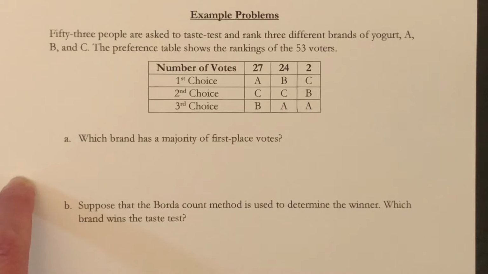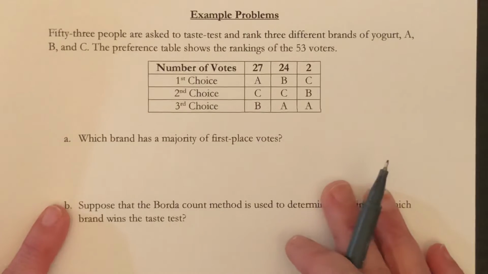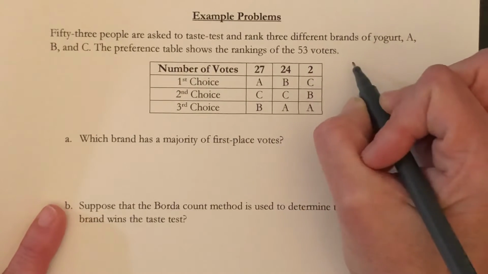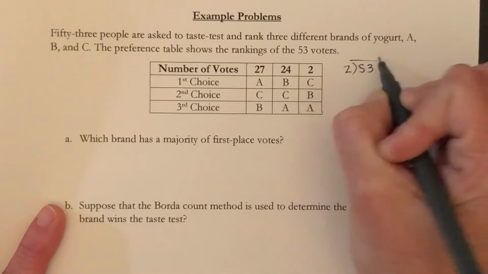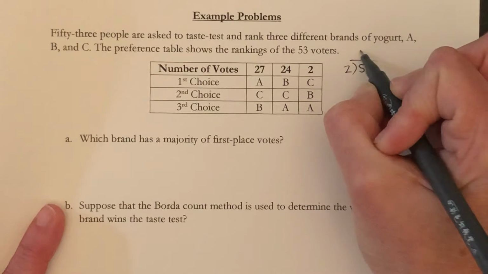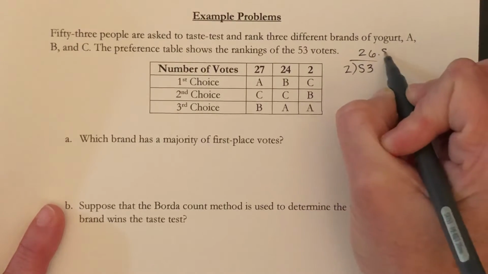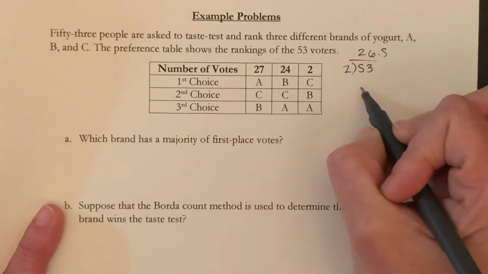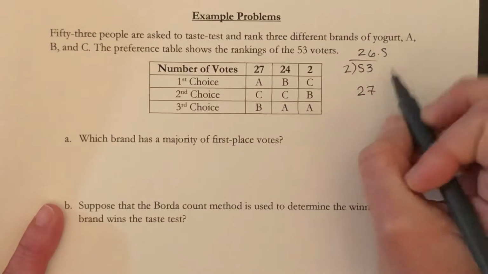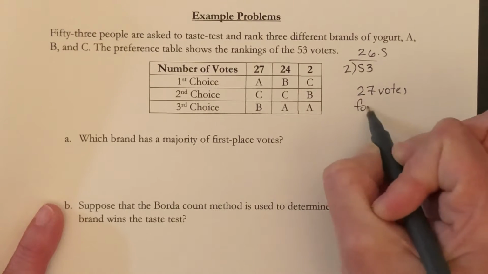First of all, which brand has a majority of first place votes? So the first thing we need to do is to figure out what a majority would be. So we have 53 votes. Divide that by 2, and you get, what do you get? 26.5. So that's 50%. Of course, you can't have half a vote, so we just need more than half. So 27 votes for a majority.